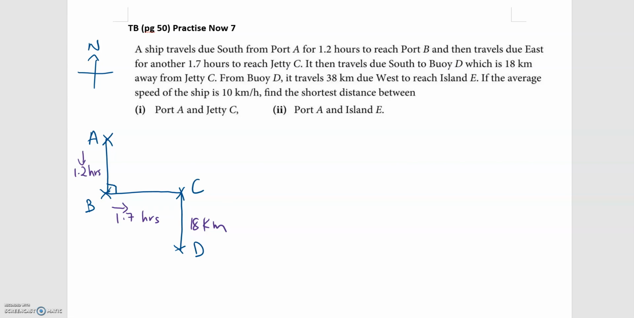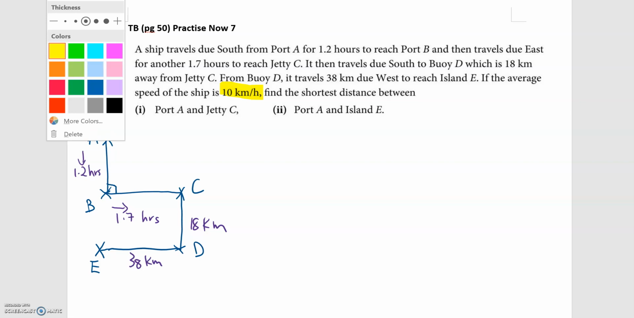And from buoy D, it travels 38 kilometers due west to reach island E. So again, I will have another right-angle triangle here. I do not know how long this will be relative to AB and BC. Okay, but I'm just going to draw it in to visualize. So this is 38 kilometers. Okay, and then they tell us the average speed of the ship is 10 kilometers per hour.